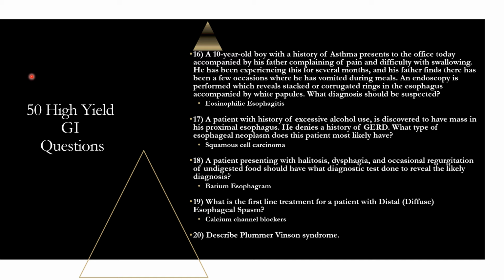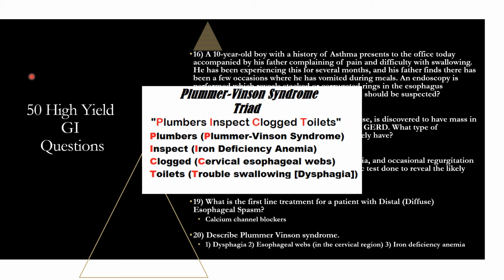Question 20: describe Plummer-Vinson syndrome. Plummer-Vinson syndrome, remember this is a triad, so what does the triad consist of? It's going to be dysphagia, esophageal webs in the cervical region, and iron deficiency anemia. So if you ever see Plummer-Vinson syndrome, you should be thinking dysphagia, esophageal webs, which are in the cervical region, and iron deficiency anemia. The way that I came up to remember this: Plummer-Vinson syndrome, you have plumbers inspect clogged toilets. Plumbers inspect clogged toilets stands for Plummer-Vinson syndrome.